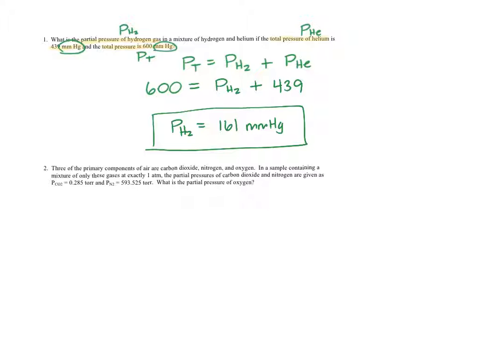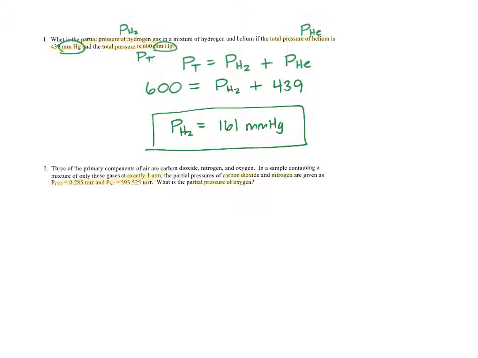Okay, if we go down to the second one, 3 of the primary components of air are carbon dioxide, nitrogen, and oxygen, so that's what we're dealing with, those 3 gases. And a sample containing a mixture of only these gases at exactly 1 atm. So it's saying the whole sample is at 1 atmosphere. Another way to say the whole sample is the total. The partial pressures of carbon dioxide and nitrogen, so we know CO2 and N2, are given here. So it literally writes them out for you. What is the partial pressure of the oxygen?